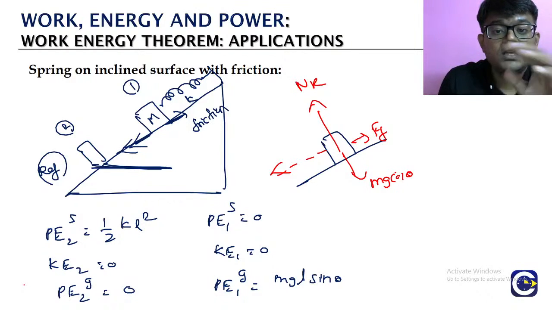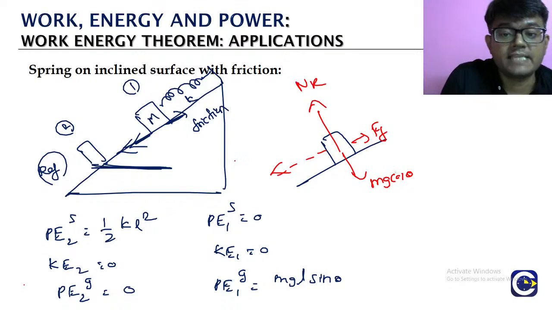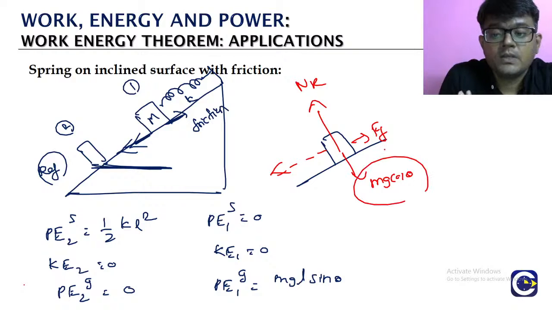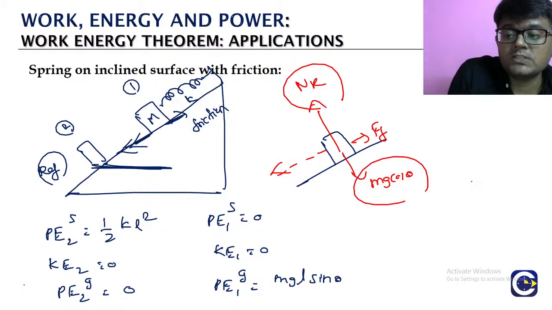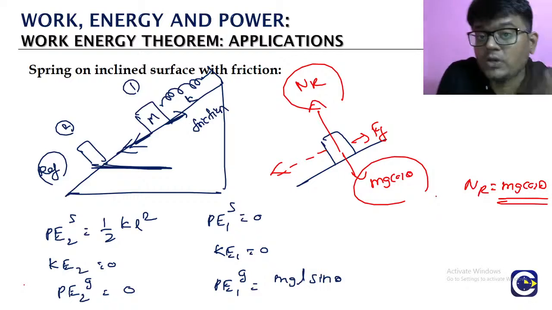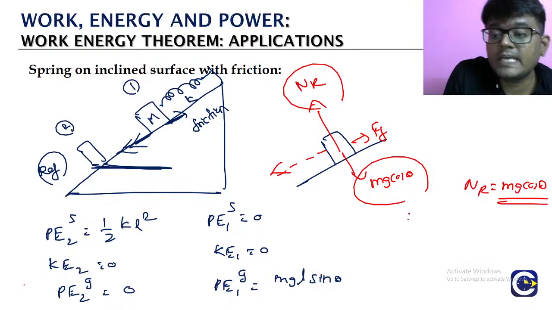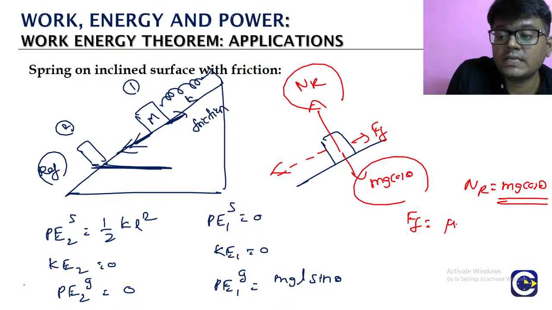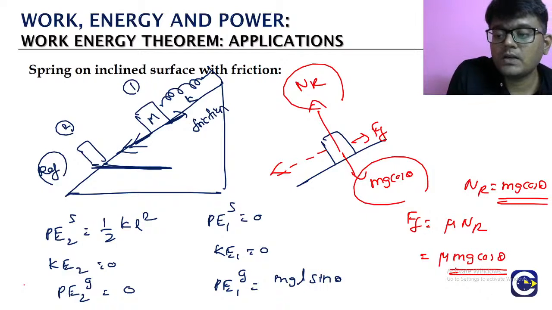So remember, for a block on the inclined plane, we will resolve the weight into components. Mg sin theta will be along the plane. Mg cos theta will be perpendicular to the plane. Since the object is moving along the plane, perpendicular to the plane there is no motion, which means force balance. Normal reaction is mg cos theta. Why are we doing normal reaction? Because we have to give the expression for the friction. Since there is motion, this is kinetic friction. What is it? Mu into normal reaction. That is the frictional force.